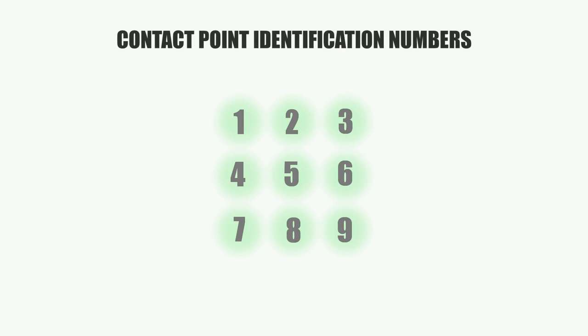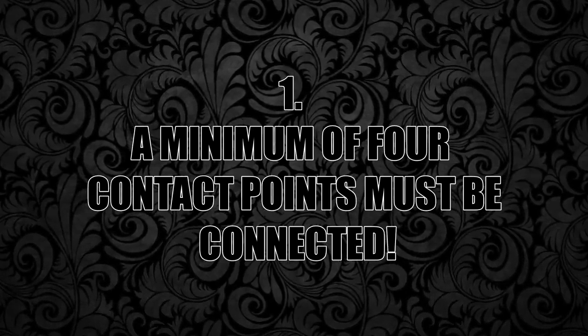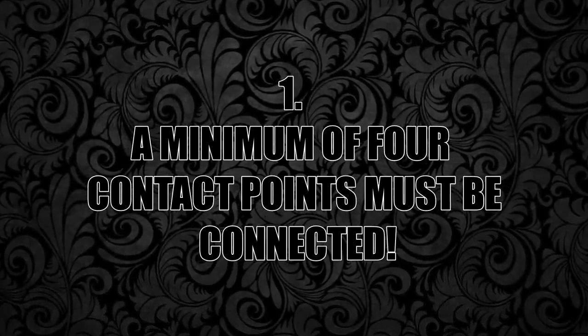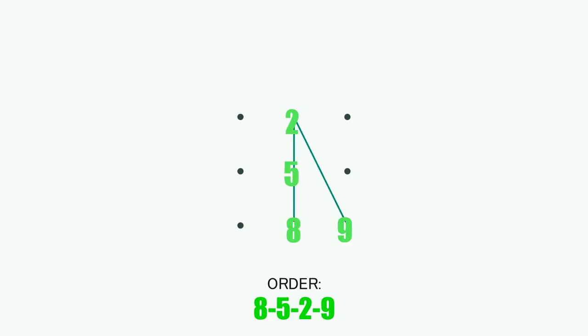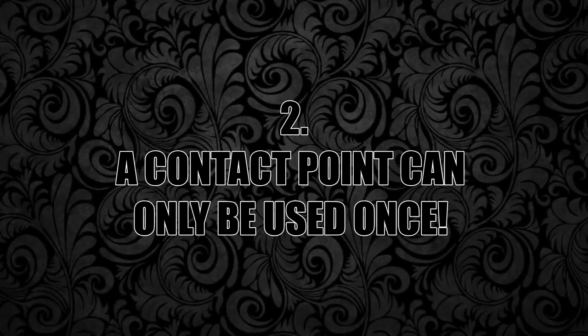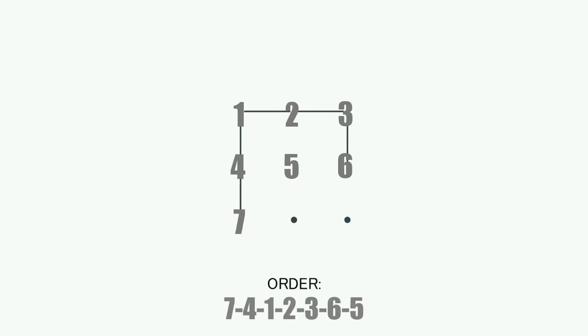The Android pattern lock screen consists of 9 contact points arranged in a 3x3 matrix. Acceptable patterns are conditioned by 3 main rules. Rule number 1, a minimum of 4 contact points must be connected, and the maximum number is obviously 9. This implies that a pattern can never be just a straight line, and that it will always have at least one direction change. Rule number 2, a contact point can only be used once. So once a particular point is connected with another, you cannot use it again.